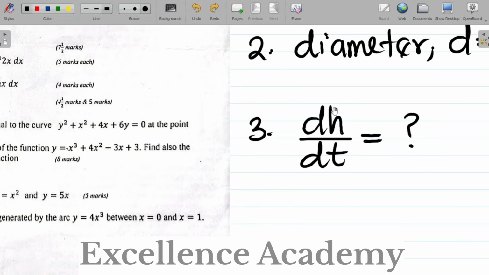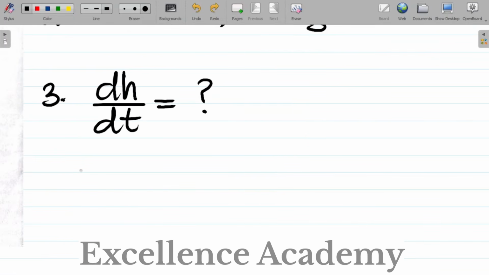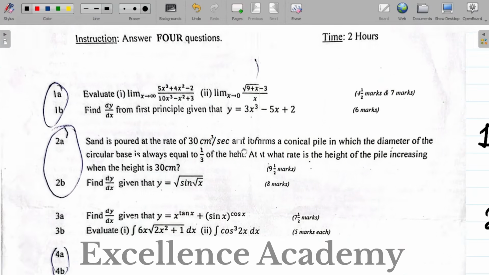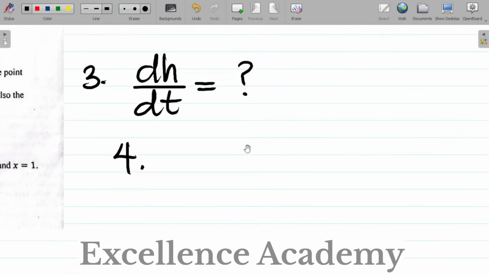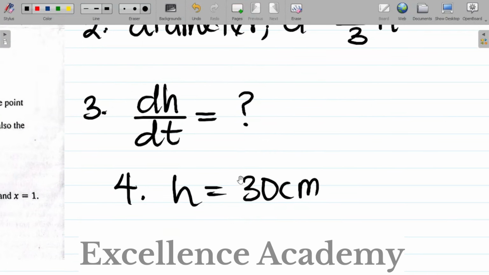Okay, so the change in height with respect to time, we don't know, right? Then finally, number 4, let's see the fourth clue we have there. They said when the height is 30 cm. So number 4, they give us height, h as equal to 30 cm. Now, how do you solve this particular question?